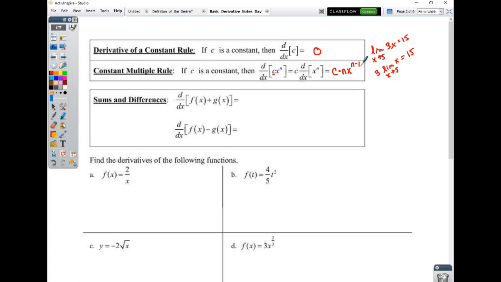Also, sums and differences. If I have the derivative of f of x plus g of x, that is equivalent to the derivative of f of x plus the derivative of g of x. And if that's true for addition, then that's also true of subtraction, because all subtraction is addition multiplied by -1 on one term.